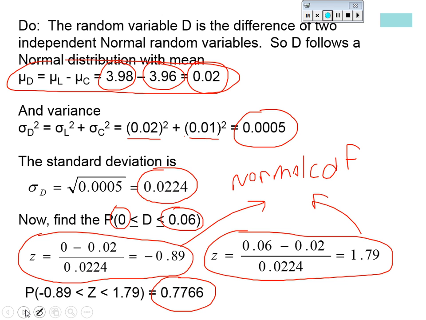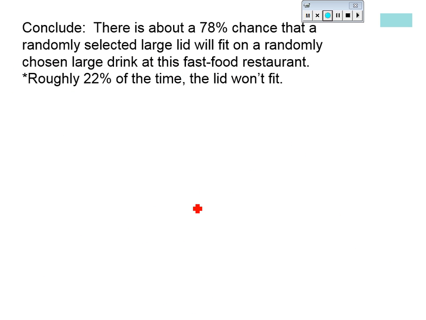So my conclusion for this is going to be that I have a 78% chance that a randomly selected large lid will fit on a randomly chosen large drink cup at this restaurant, which basically means that 22% of the time the lid is not going to fit properly on the cup. So that's just some different things that we do with the combining of random variables that are involved with the normal CDF and the normal distribution.